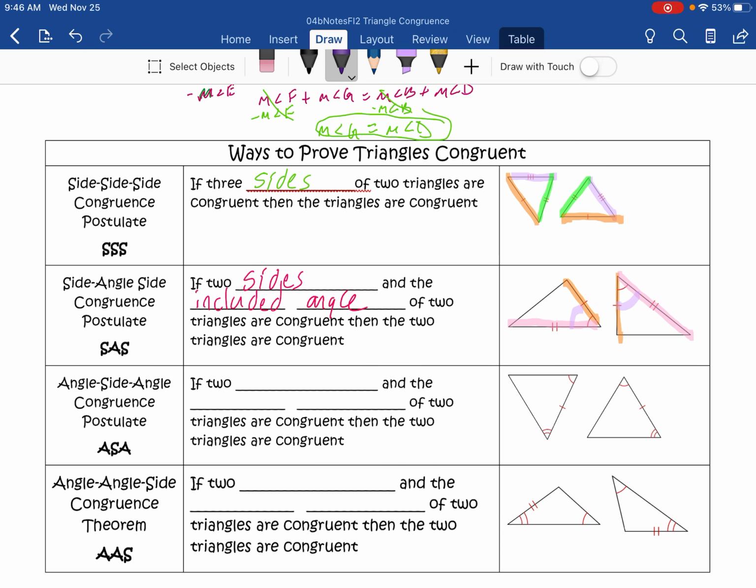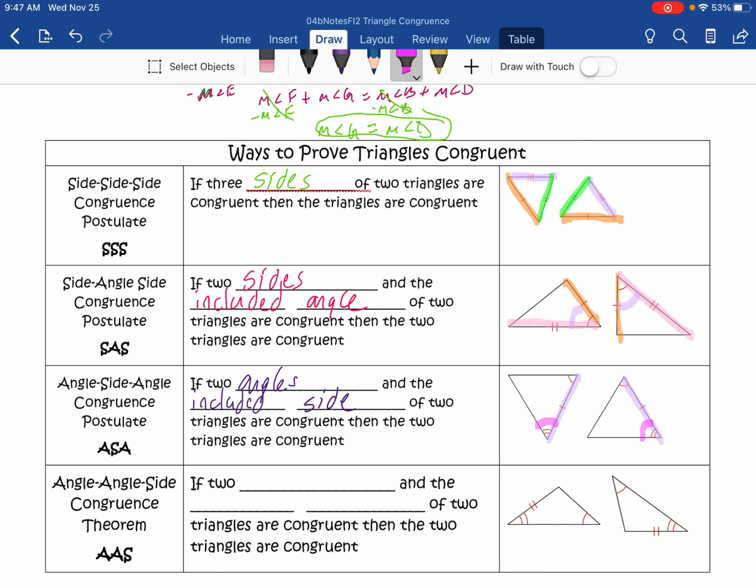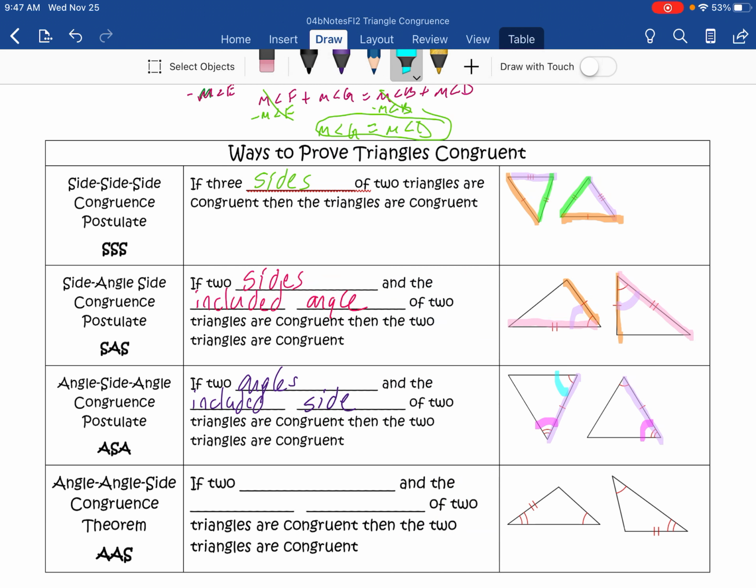Okay, next one is if two angles and the included side are congruent, there was only one triangle you could create. So this side is congruent to this side. This angle here was congruent to this angle here, and this angle was congruent to this angle. It's going to be angle, side, angle, and so the triangles have to be congruent.